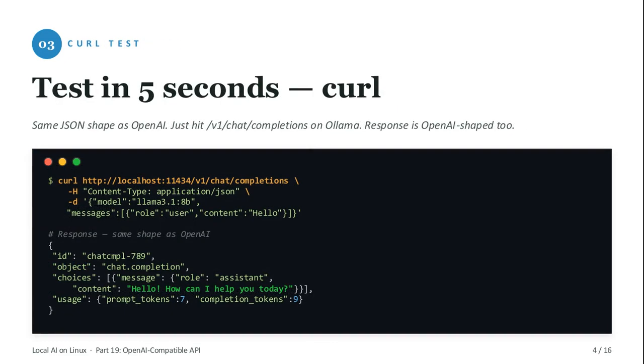So let's prove it works in about 5 seconds. Point curl at localhost port 11434, but instead of /api/chat, hit /v1/chat/completions, and notice the body is pure OpenAI, a model field, a messages array with role and content. What comes back is the response shape you already know by heart. An ID prefixed chatcmpl, a choices array, a usage block with prompt and completion tokens. If you've ever parsed an OpenAI response, your existing code handles this without a single change.